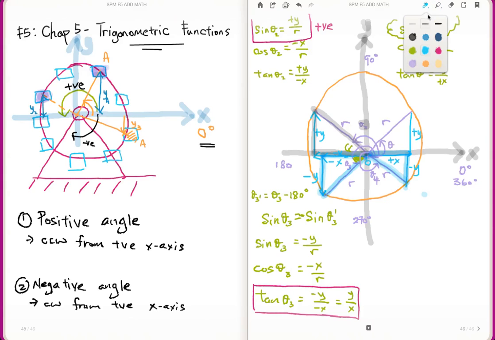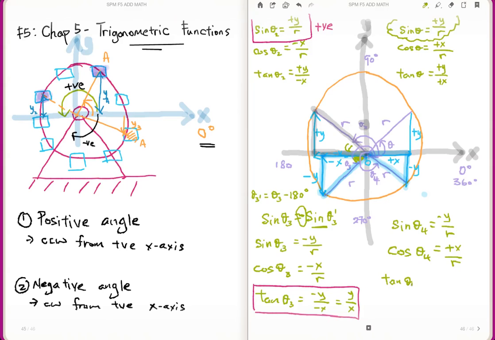So what will it be? In order to get sine, Q4, sine is negative y over r. It's also a negative sign, just like the one over here, but with a negative sign. Cos in Q4, smaller triangle, positive x over r. Tangent would be negative y over positive x.